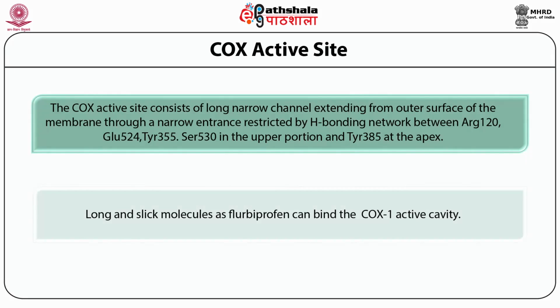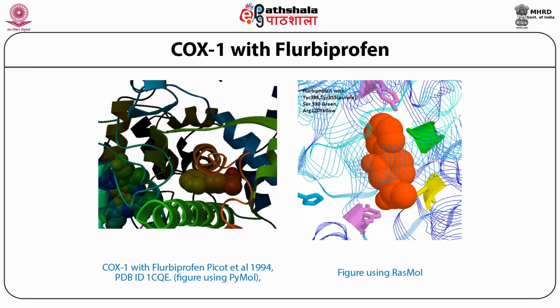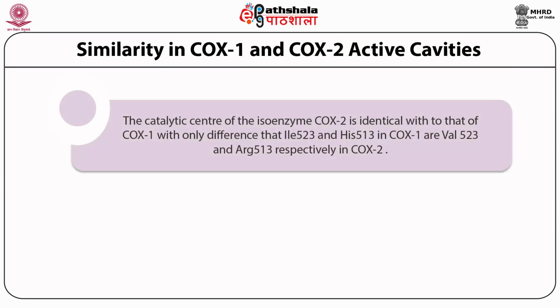A long and sleek molecule such as flurbiprofen, which we take very often, can bind to the COX-1 active cavity. We show a picture of flurbiprofen with COX-1. It sits nicely in the narrow cavity and interacts. The PDB ID is 1CQE. The catalytic center of isoenzyme COX-2 is almost identical to that of COX-1. So it's a very difficult task to make a molecule which will bind only to COX-2 and not to COX-1.